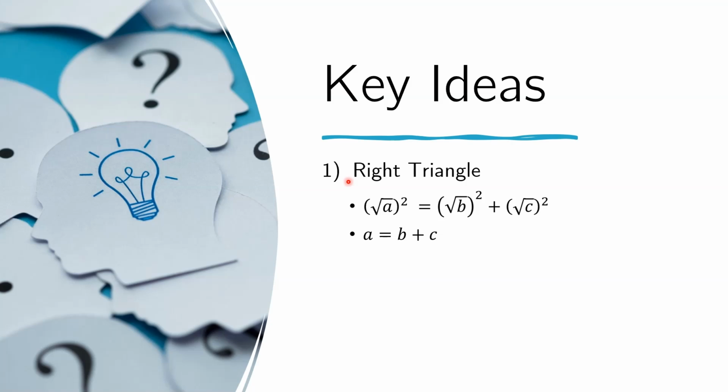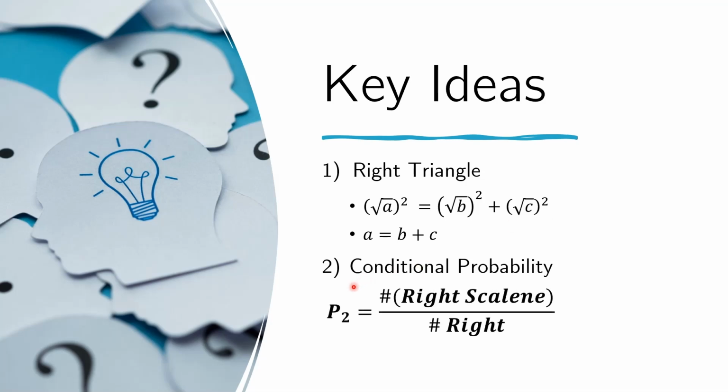It says that it is a right triangle if and only if this relationship among sides holds. The second key idea is the idea of conditional probability. We are looking for the conditional probability P sub 2. And it says that if we know in advance that the triangle is a right triangle, what is the probability that it is a scalene triangle? So what we're actually being asked is, what is the probability that we get a right triangle and a scalene triangle?